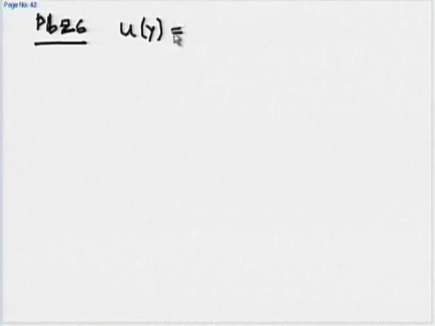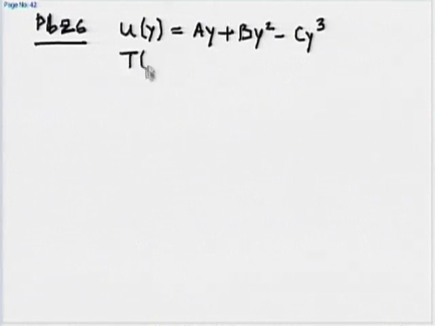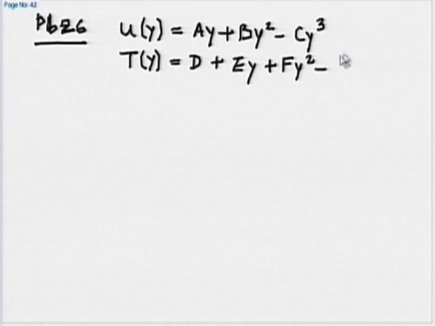Let us take up a problem. Problem number 26. It is a flow over a surface wherein we have been given the velocity profile and the temperature profile. Velocity profile is u of y equal to a y plus b y squared minus c y cube, and temperature profile T of y is equal to d plus e y plus f y squared minus g y cube, where a, b, c, d, e, f, g are all constants.